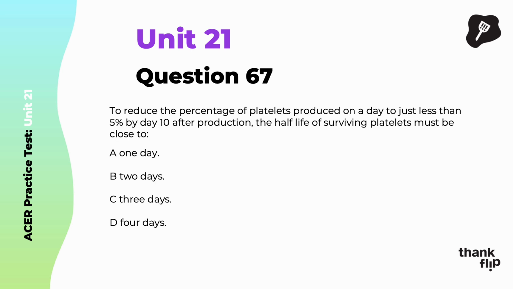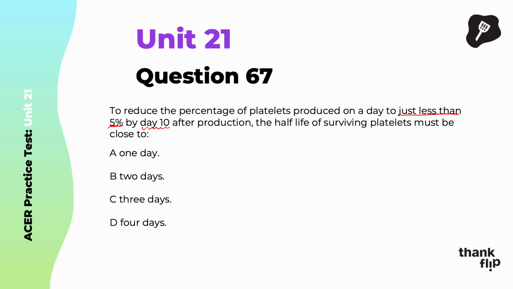So question 67 is asking us a more general question. So you don't actually need any of the information that's provided there to answer this question. It's asking us about half-life. So it's saying to reduce the percentage of platelets produced on a day to just less than 5%. So just less than 5%, that's key. By day 10 after production, the half-life of the surviving platelets must be close to what?